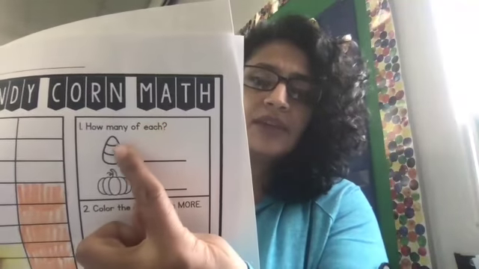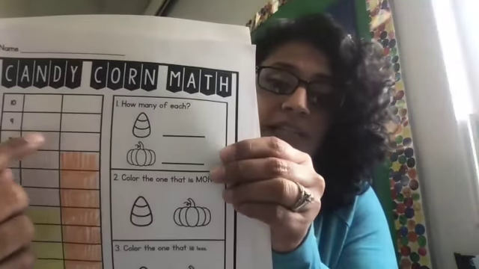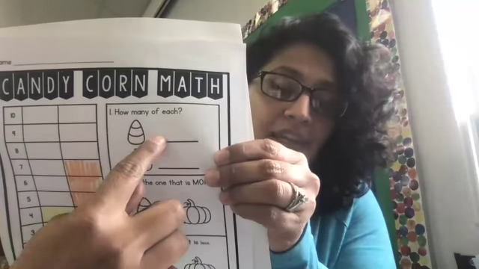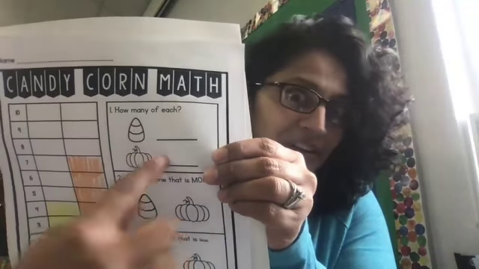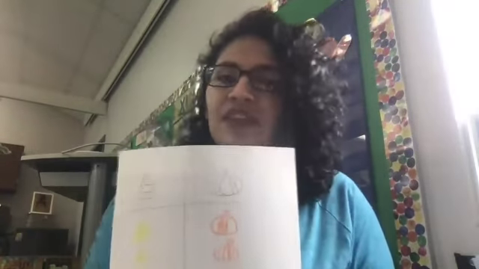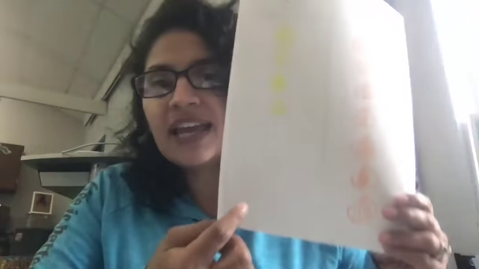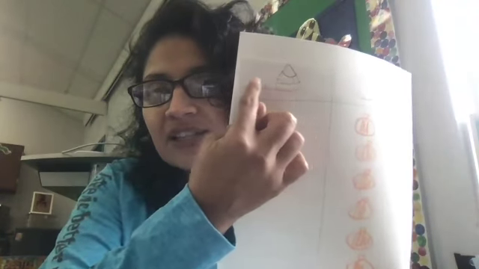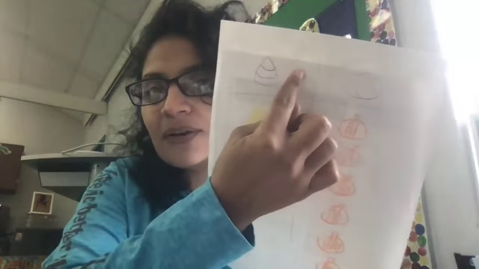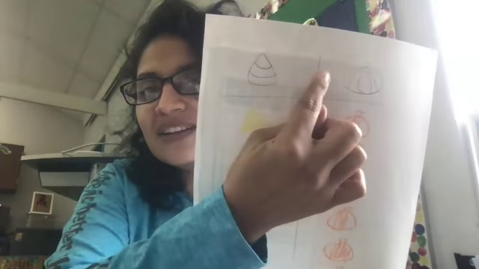One of the questions it asks is how many of each. So if you have the graph, you're going to tell me right here how many of the candy corns and how many of the pumpkins there are. If you do not have the graph, that's okay because you're going to put the amount right here next to it of the candy corn and the amount of the pumpkins right there next to it.